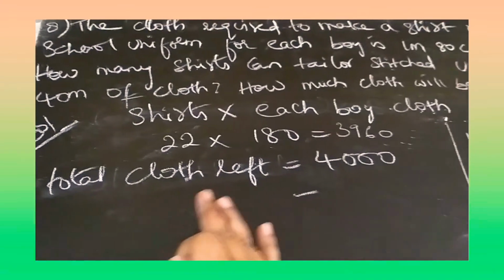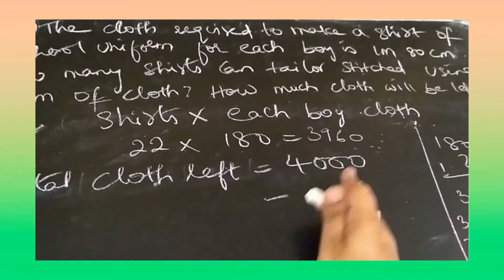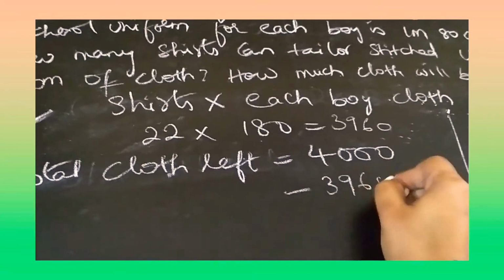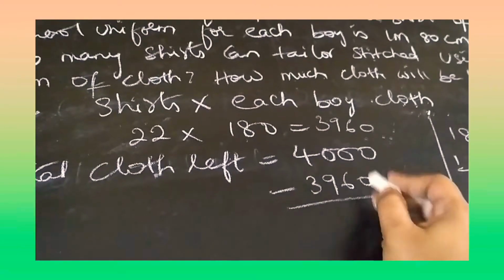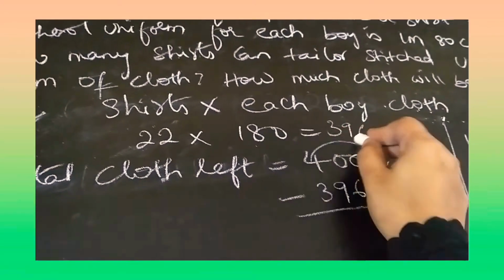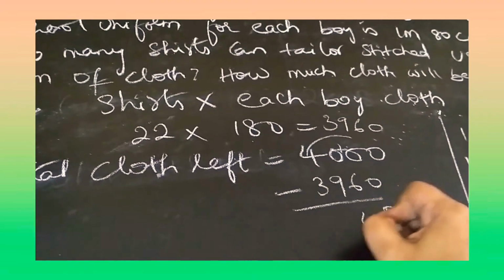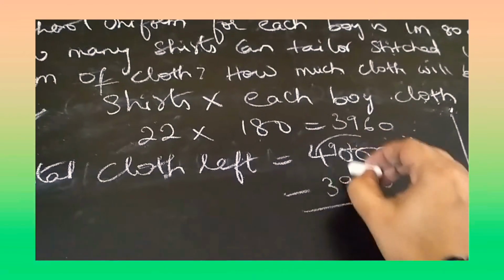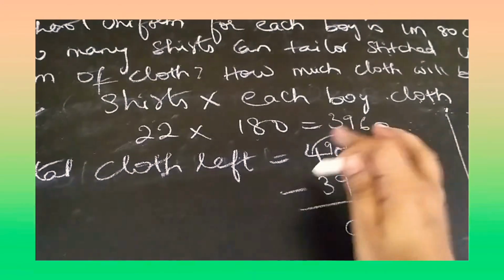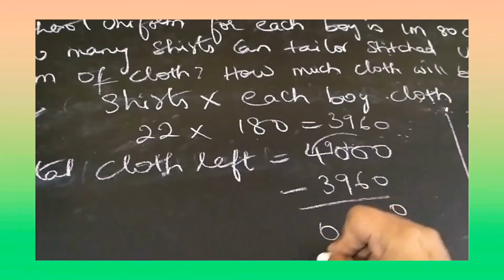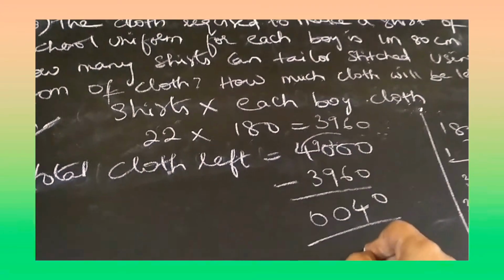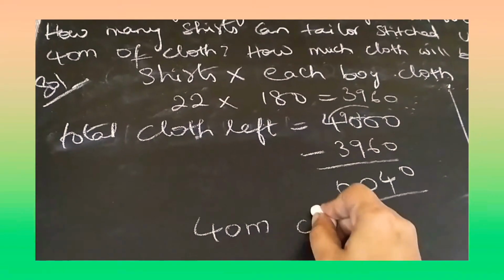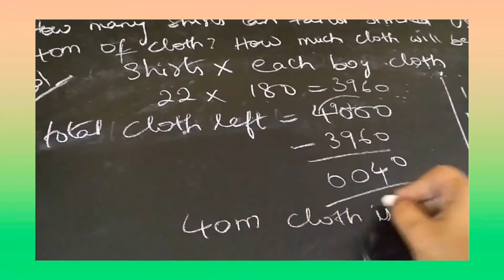Again, how do you find the total cloth left? 4000 minus this 3960. 0 minus 0 is 0. Here I am taking this as 10, 10 minus 6 is 4. One borrow I am taking here, so 9 is there now. 9 minus 9 is 0 again. 3 minus 3 is also 0. So the answer here is 40. So 40 meter cloth is left.